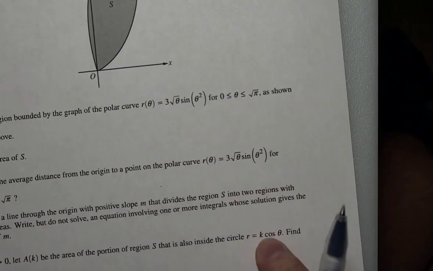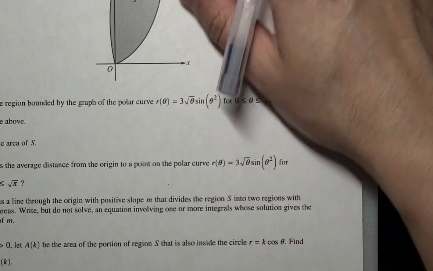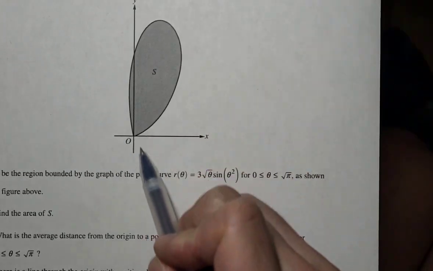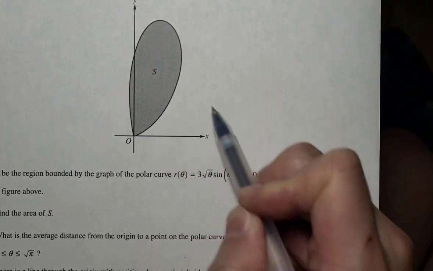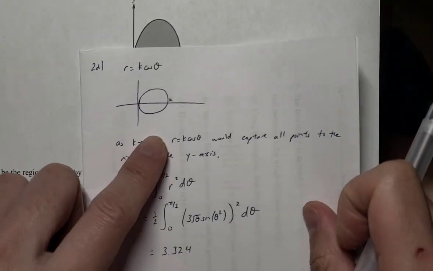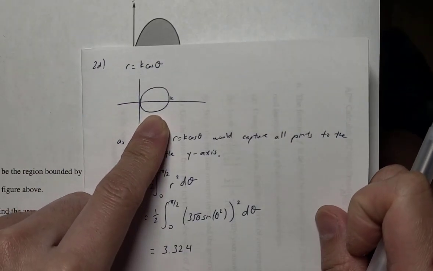What in the world is this asking? Okay, so how does this r equals k cosine theta look? How does r equals cosine theta look? Hopefully you remember that. That's the circle that's offset to the side over here. Okay? So that's what I drew over here. That's what r equals k cosine theta looks like.